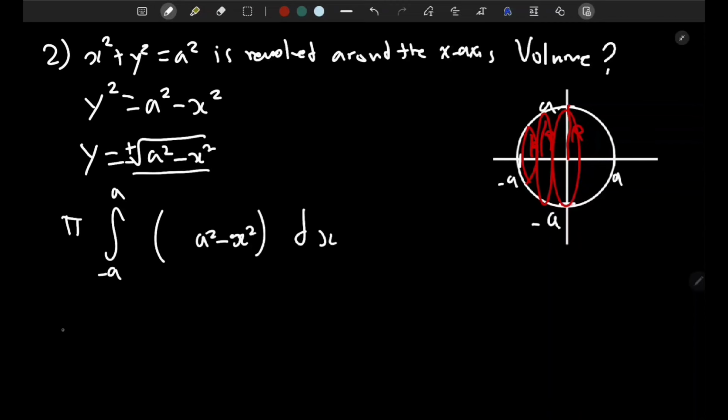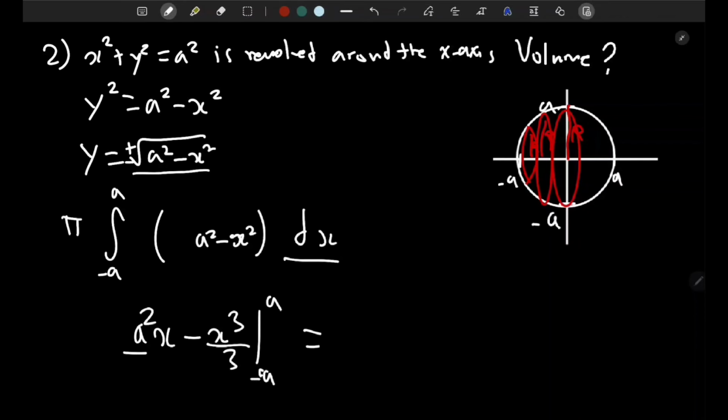Now let's integrate this. So it's going to be a squared times x. Since we are integrating in terms of x, we can treat a squared as a constant. Let's say it's like 4. And how do we integrate 4? It's going to be 4x if it's dx, right? So here's the same thing. A squared is the constant here, and we add an x term to it, minus x cubed over 3, from the limits minus a to a.